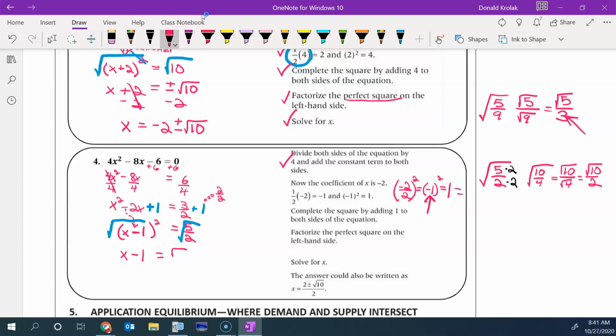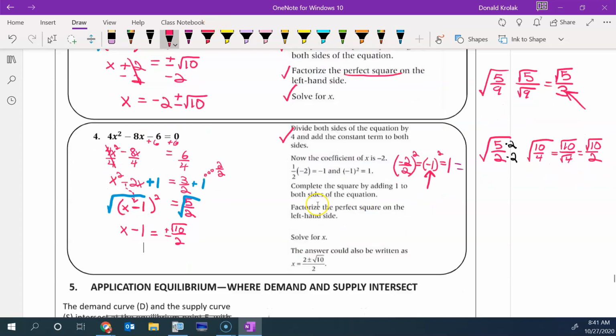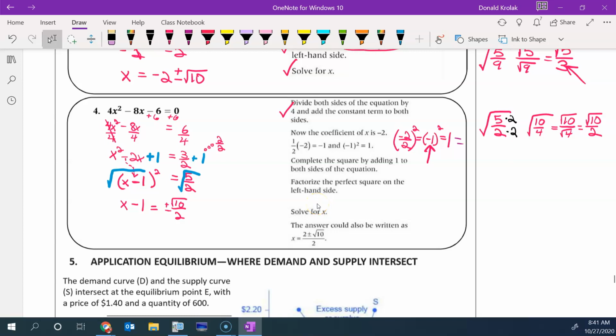So 10 over 2, and I've got a positive version and a negative version. Okay, now how you write the answer here usually confuses folks. Let me show you this. Add 1. Okay, so my answer would be 1 plus or minus root 10 over 2. And you can leave it like that. That's fine.